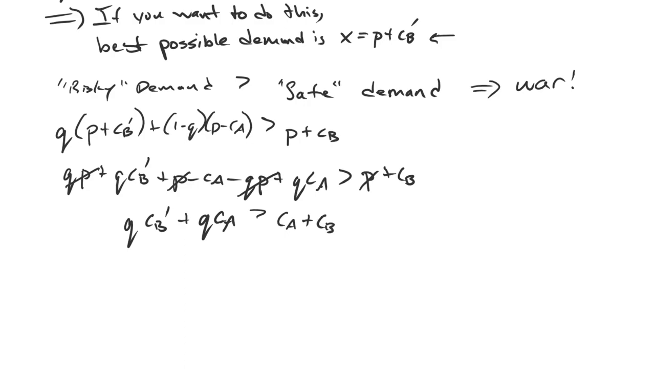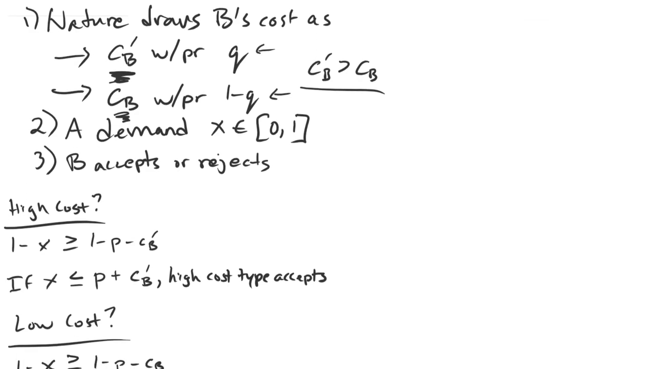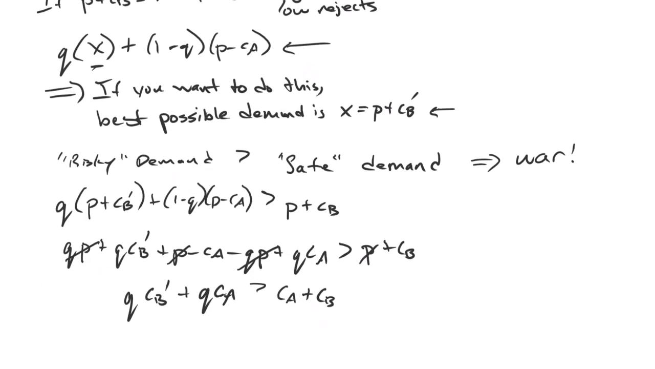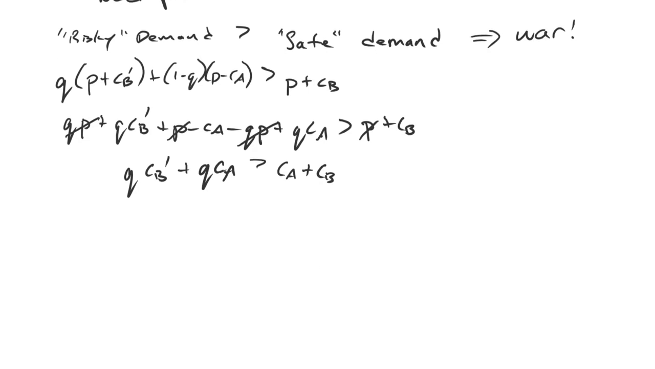All right, let's just go ahead and solve for Q. Solving for Q is like saying, hey, if I have a belief, remember that Q, going back up to the top, Q is A's belief that B has high costs. If we solve for Q and we see Q greater than some value, that's saying, if I think that B is sufficiently likely to be the high cost type, such that Q is larger than this quantity, then I would prefer the risky demand and I would allow for some positive probability of war.